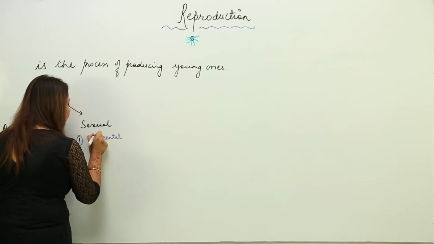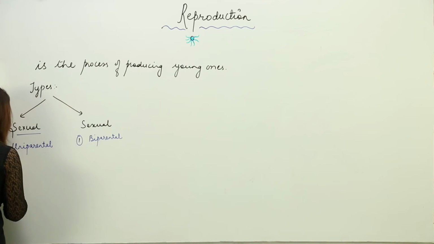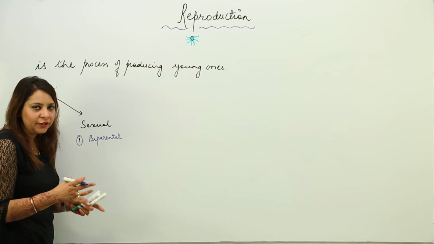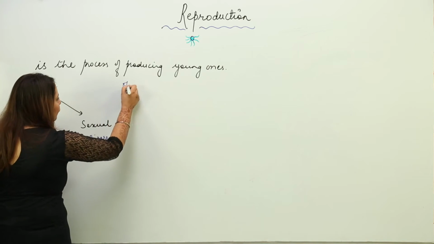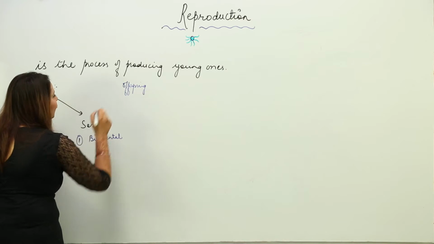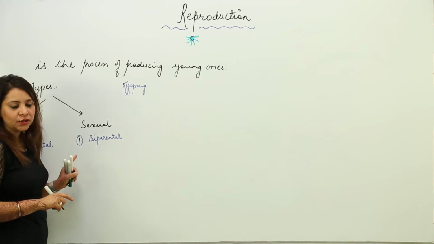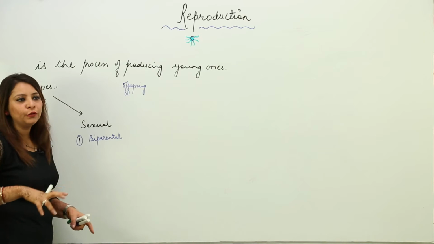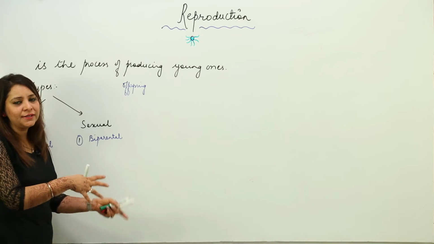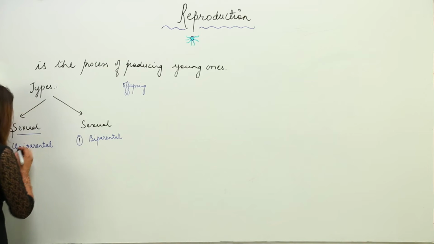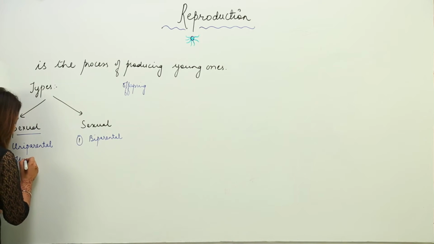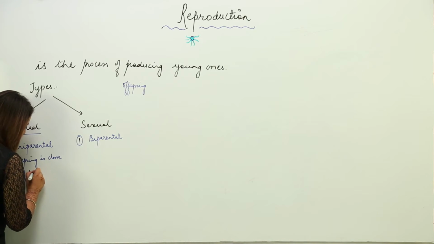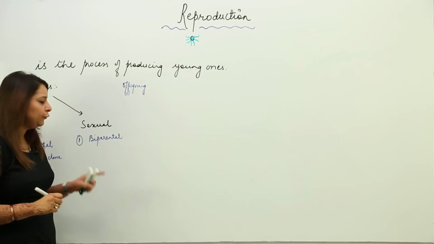Two parents are involved. In asexual reproduction, the term generally used for the young one is the offspring. The offspring produced in case of asexual reproduction is exactly the same as that of the parent. That means after formation of offspring you cannot distinguish which is the parent and which is the new one. So offspring is a clone of the parent. Clone means carbon copy.